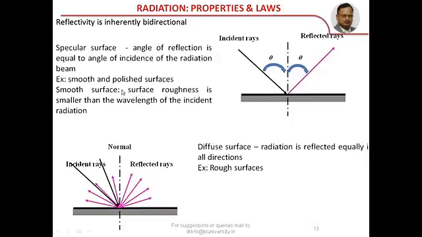With reference to the radiation, we define a smooth surface as one whose roughness is smaller than the wavelength of incident radiation. Surfaces will have some roughness. And when that roughness is smaller than the wavelength of incident radiation, we call it a specular surface. And a diffuse surface is that which reflects the radiation equally in all directions.